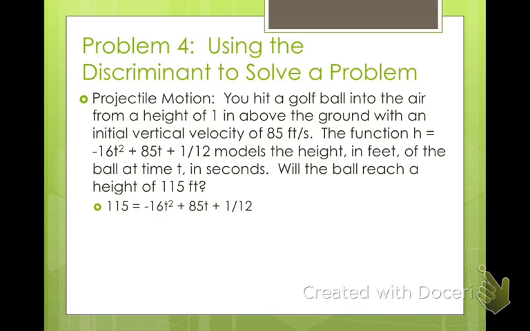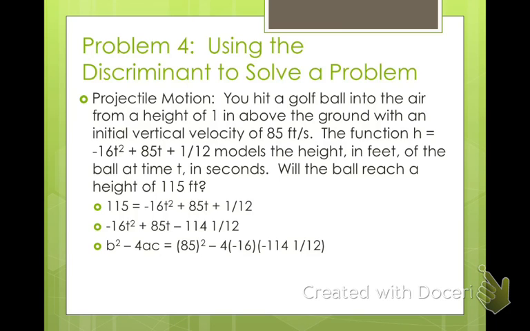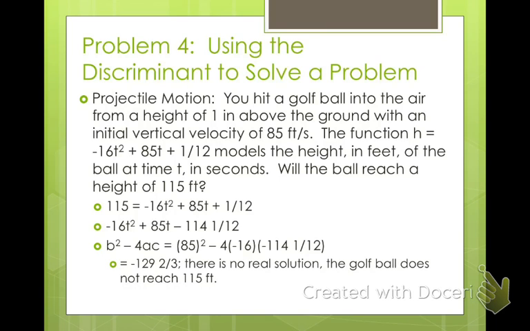Okay, so then in order to evaluate the discriminant, what are we going to have to do? We subtract 115 from both sides, so we get negative 16t squared plus 85t minus 114 and 1/12, and that should equal 0. So we evaluate our discriminant, the b squared minus 4ac, you plug in b is 85, a is negative 16, c is negative 114 and 1/12, and then we evaluate that, and we find that the discriminant is negative 129 and 2/3, which has no real solutions. So that means that the golf ball does not reach 115 feet. Sorry for you golfers out there.